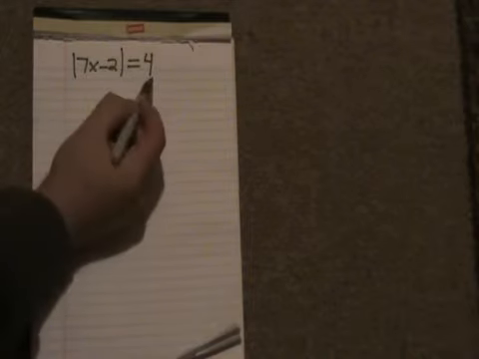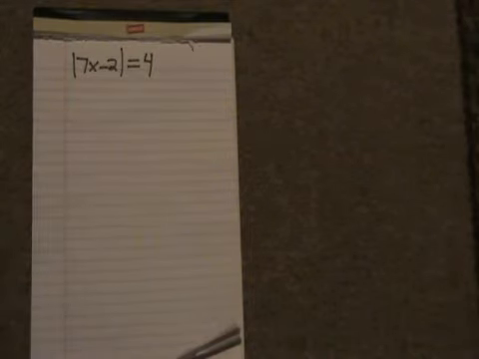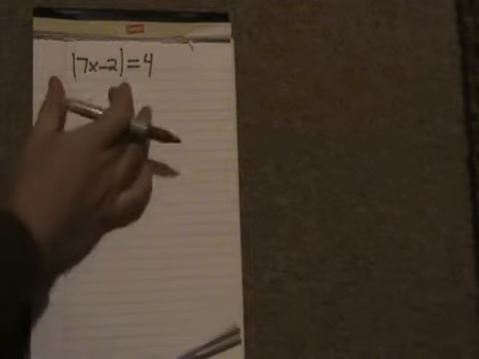Okay, another problem. The absolute value of 7x minus 2 equals 4. So with a problem like this, what we have to decide first is how many solutions we are really expecting to have in this problem. Based on the number on the right hand side, the 4 here, it looks like what we can expect are 2 solutions.